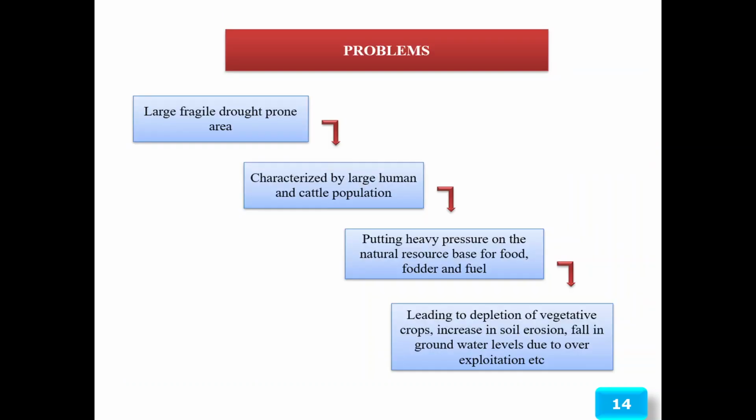So the problem is the large, fragile, drought-prone area characterized by a large human and cattle population, putting heavy pressure on the natural resource base for food, fodder and fuel, leading to depletion of vegetative cover, increases in soil erosion, fall in groundwater level due to over-exploitation, etc.